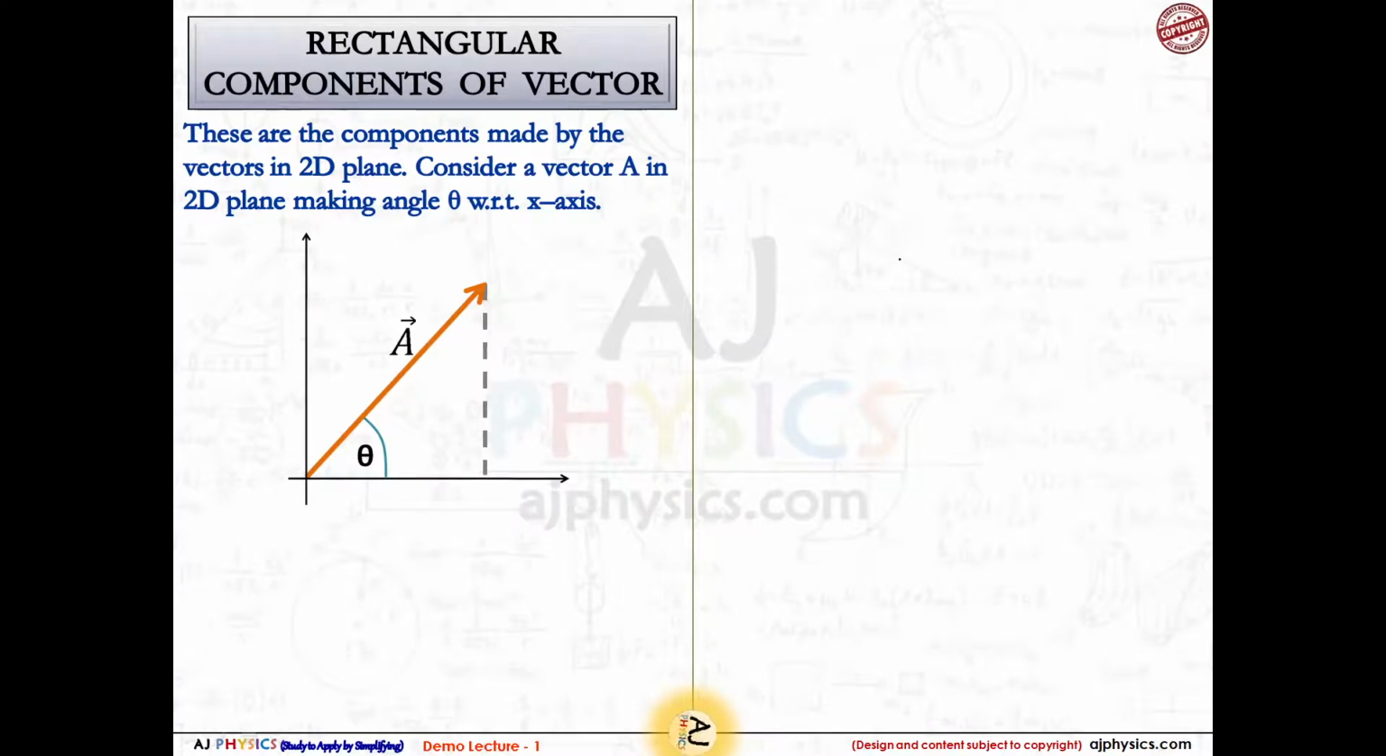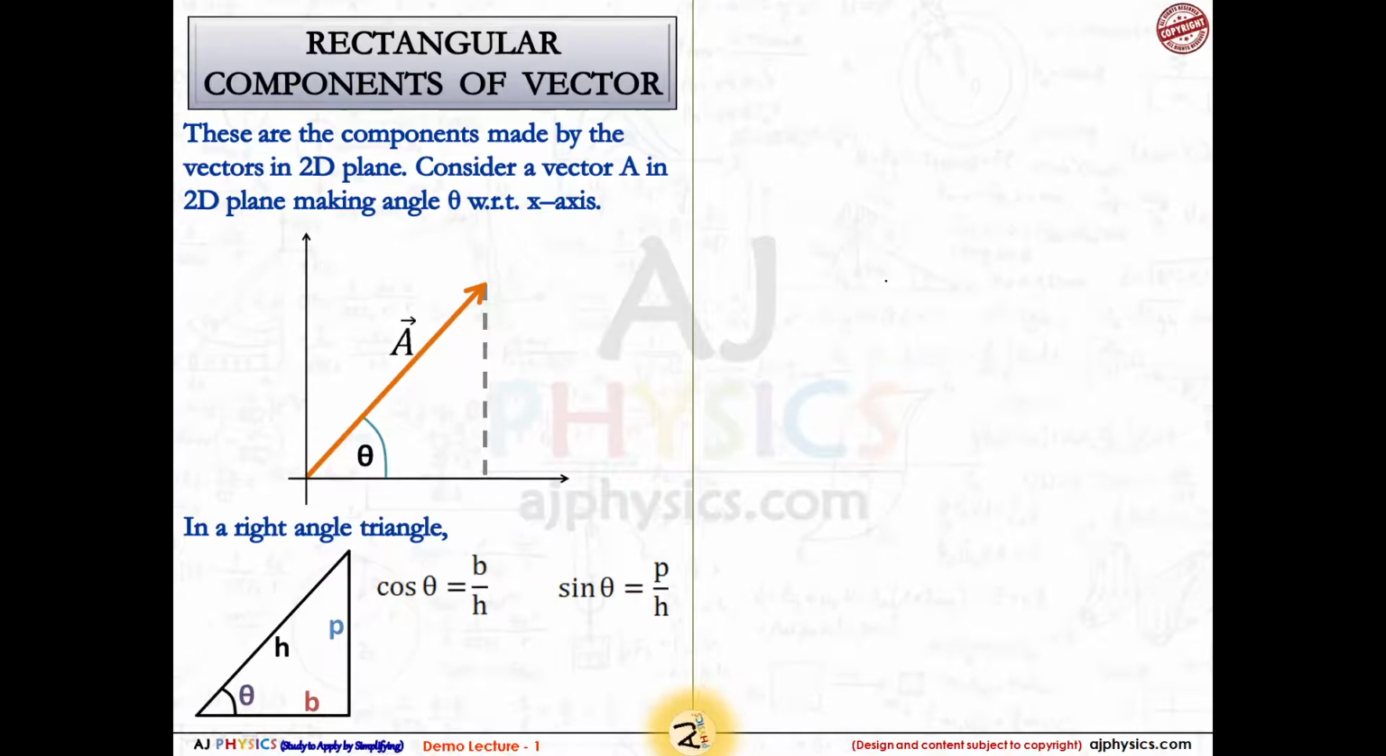In class 9th, when you were introduced to trigonometry, you were told about cos theta and sin theta. You can consider a right angle triangle. This is the right angle, and you can consider this angle as theta. So the side which is adjacent to theta, that is base, in front of theta, that is perpendicular, and the slant is the hypotenuse. Whenever we are going to discuss the components, we need these things. So cos theta is always base by hypotenuse, and sin theta is perpendicular by hypotenuse.